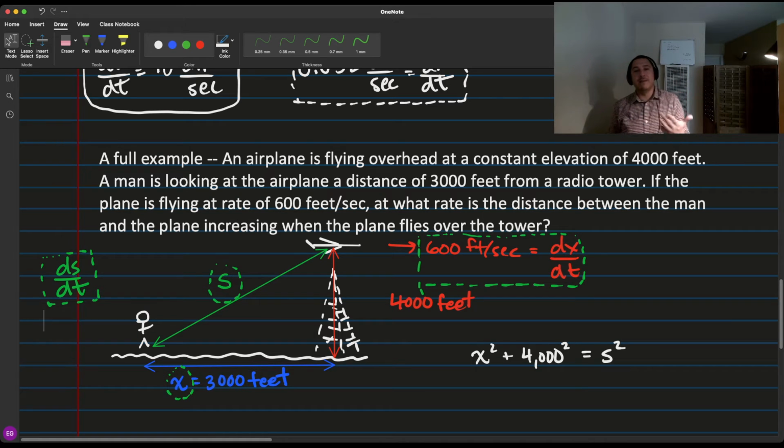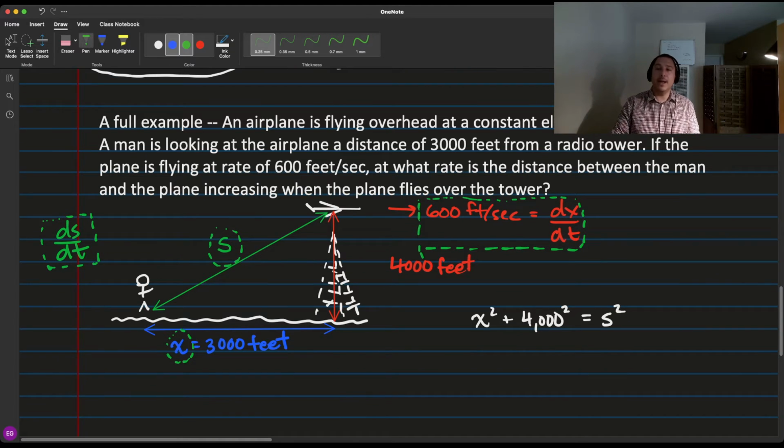It might not have been obvious that the 3,000 feet from the man to the radio tower is actually changing, because we're using the radio tower as the place where we start measuring where the plane is moving from. As the plane goes further away, the distance from the man to the plane horizontally is going to change. So now that you have an equation which relates all this, you can take the derivative with respect to t.